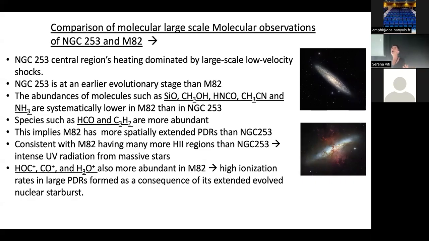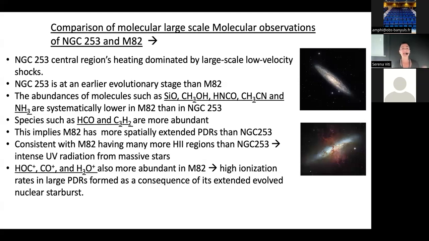M82 is more dominated by PDR, so by UV. So remember the drivers, okay? I connect everything to the drivers. Here what I'm saying is that M82 on average is much more UV dominated than NGC253. NGC253 is dominated more by our dynamical drivers, shocks, and cosmic rays, while M82 is much more dominated by UV. And this is consistent with many observations.